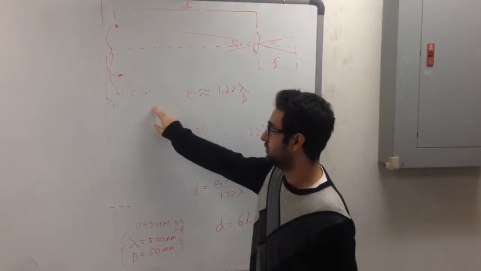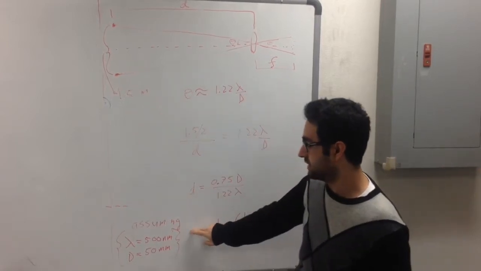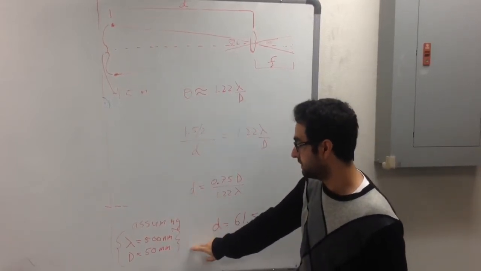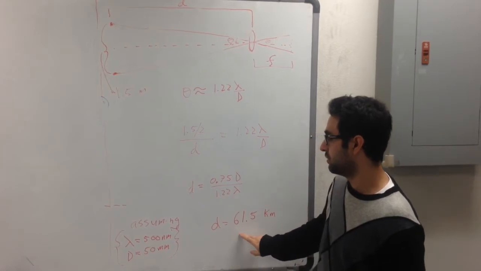Assuming a headlight separation of 1.5 meters, a wavelength of 500 nanometers, and a lens aperture of 50 millimeters, we found this distance to be 61.5 kilometers.